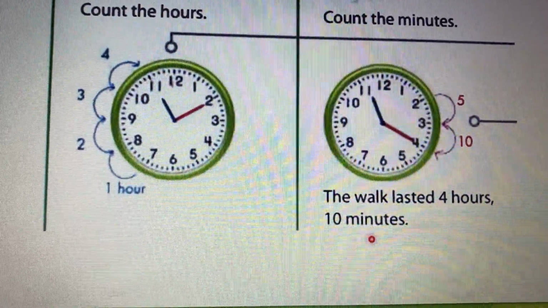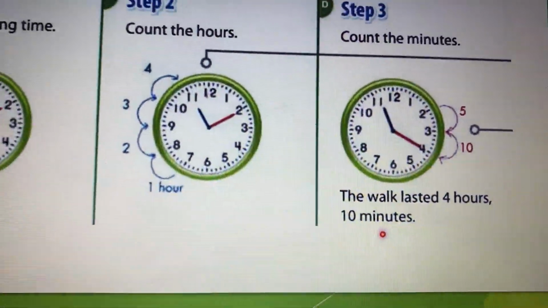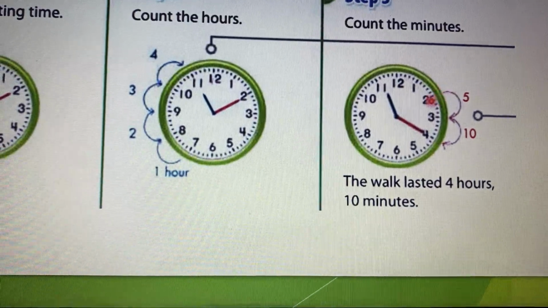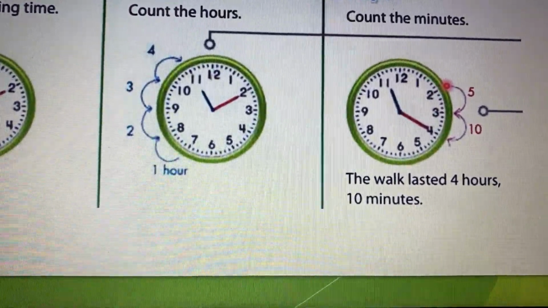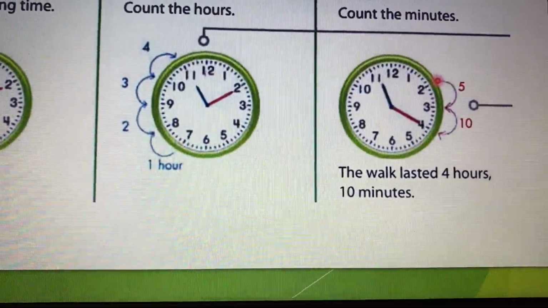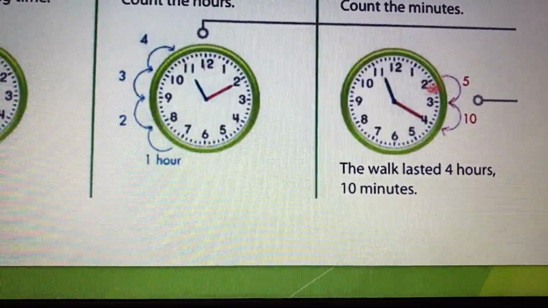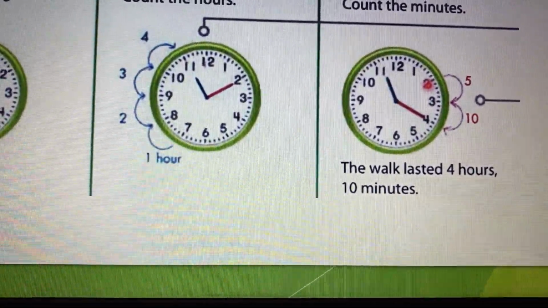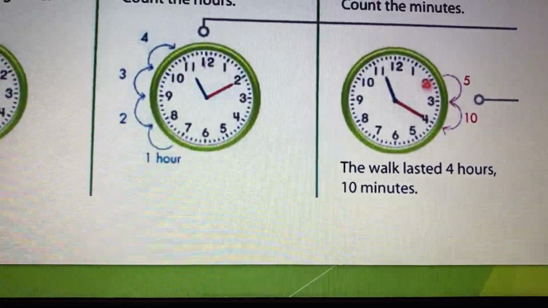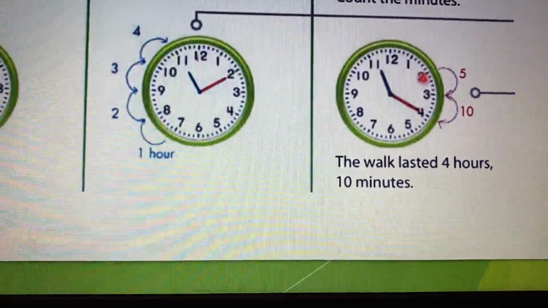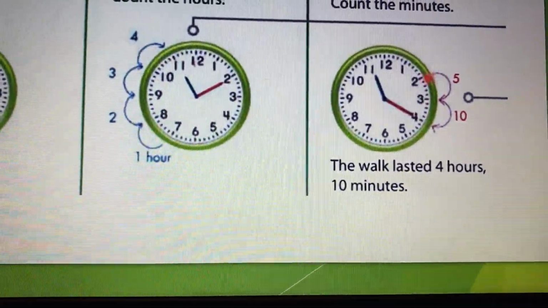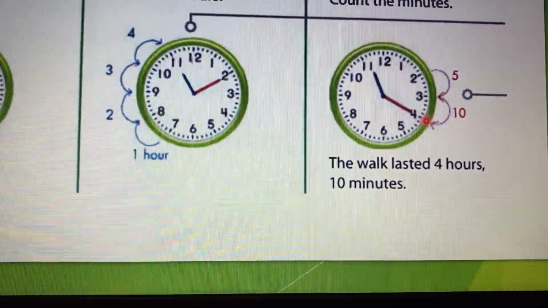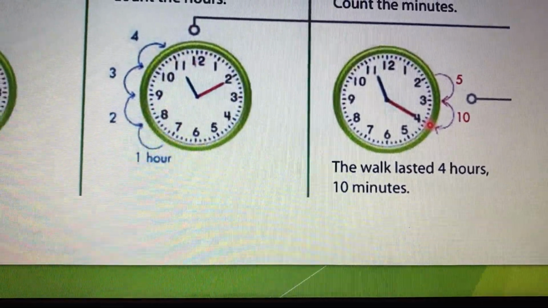So why did I start with 2? Again, why did I start with 2? Because she started at 7:10. 10 minutes is on 2. And she ended at 11:20. 20 minutes will be on 4. So how many minutes do we have? 5, 10 minutes between 2 and 4.